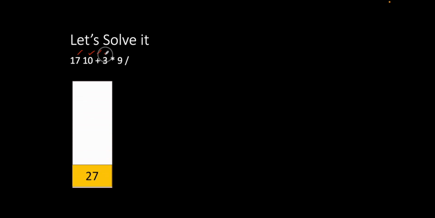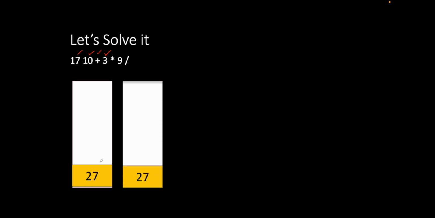So let us continue with that. Already we have completed 17, 10 plus. The next element is 3. My stack already has one element, the previous result, that is 27. So we insert the value 3 onto the stack. The element 3 will be pushed to the stack, since it is an operand value, as per our first rule.